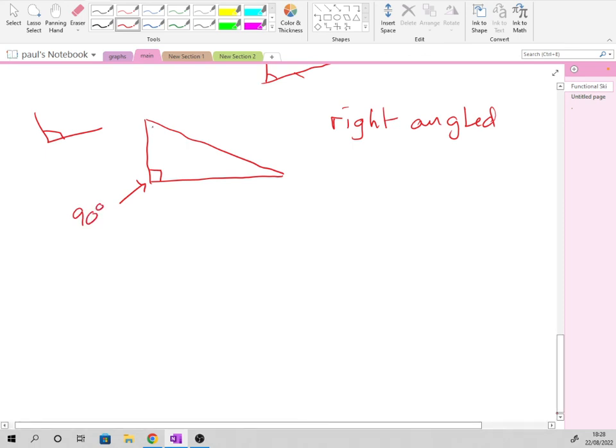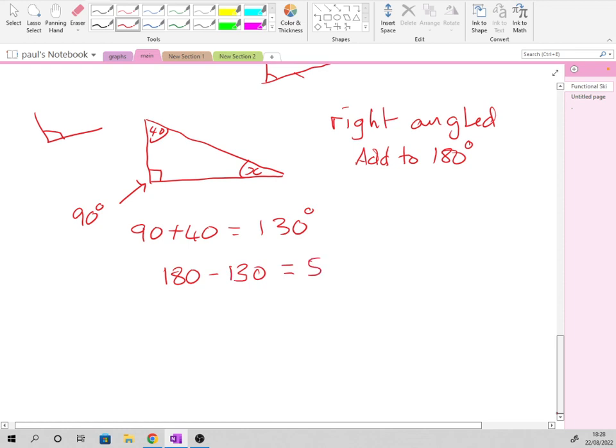So if we call that 40, you've got to know 2 to find, I wonder what this is, X. So remember, they still add to 180. So 90 plus 40 equals 130. So that's what we know about. All add up to 180. So 180 take away 130 equals 50 degrees, which is equal to X. So there you go, right angles. You've got to know 2 to find the third one, a right angle.